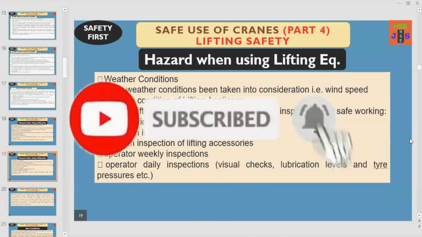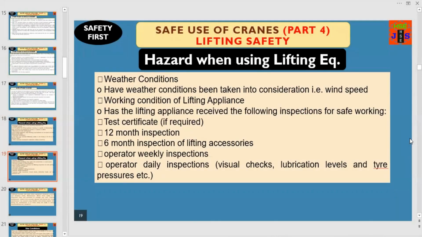Weather condition matters during the lifting operation. You have to ensure, have weather conditions been taken into consideration? What is the wind speed? Is it safe to carry out the lifting operation?